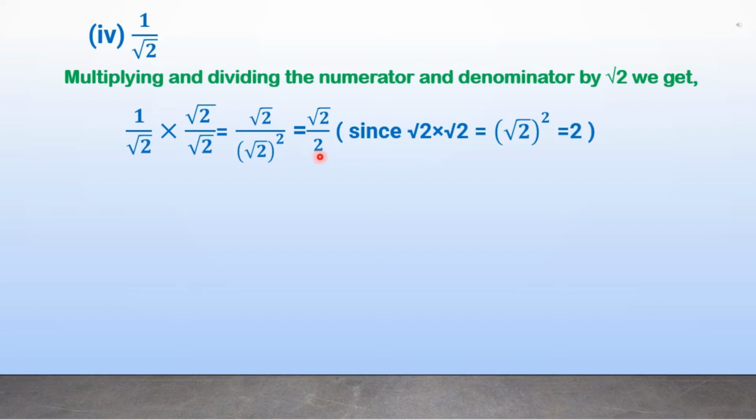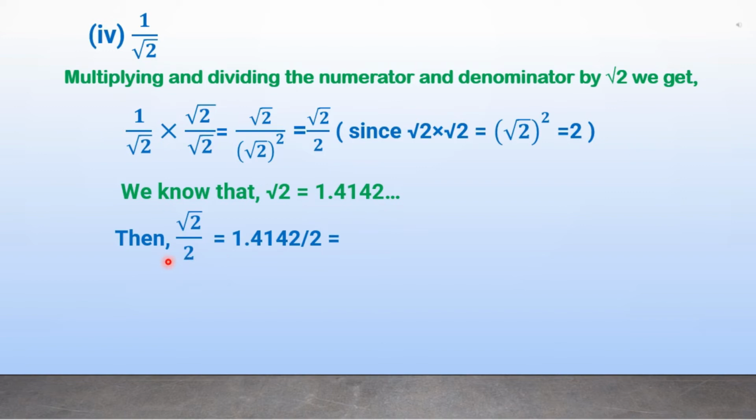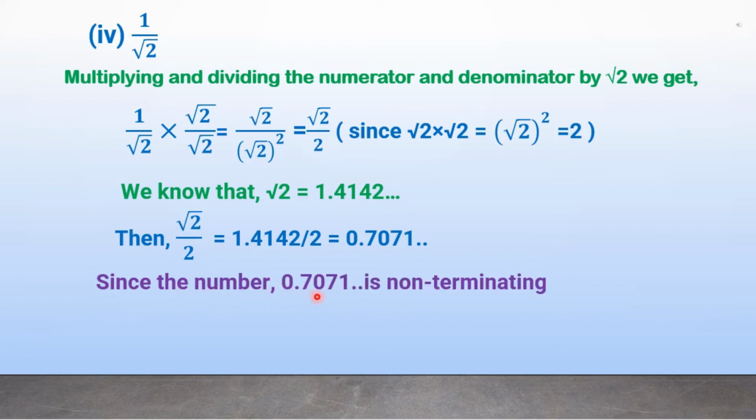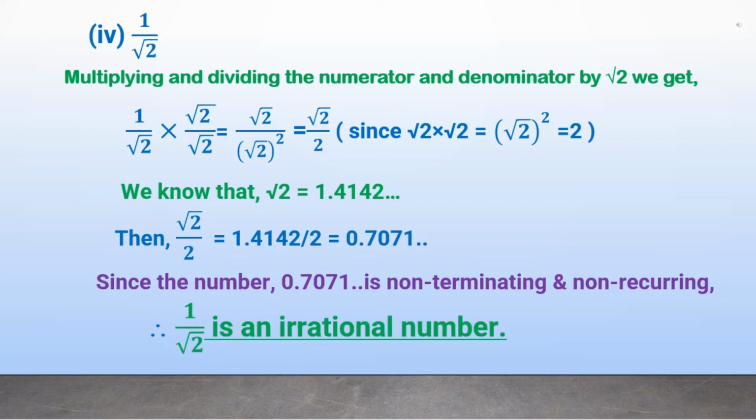We know that square root of 2 is equal to 1.4142 and so on. Then square root of 2 divided by 2 is equal to 1.4142 divided by 2, which is equal to 0.7071 and so on. Since the number 0.7071 and so on is non-terminating and non-recurring, therefore 1 by square root of 2 is an irrational number.